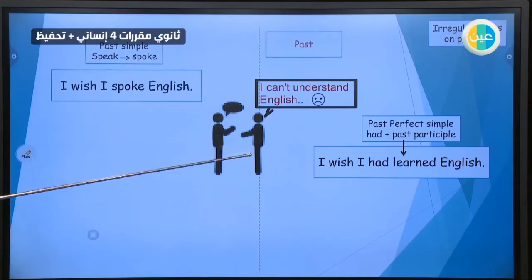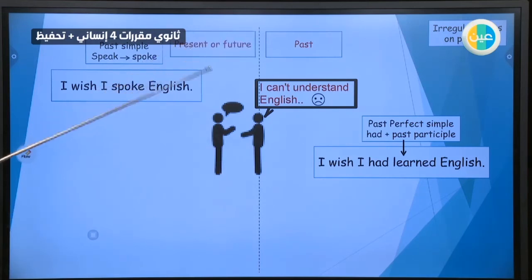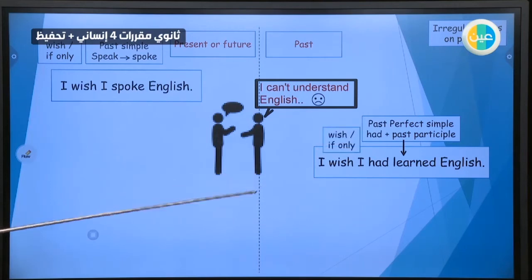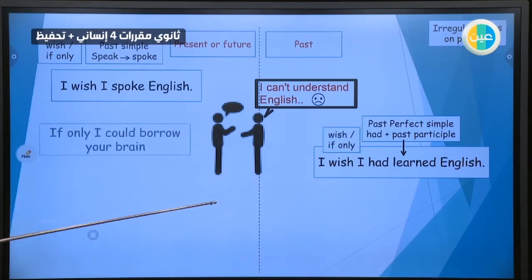Here we can use, I wish I had, in the past, and here we use it in the present or future. So with wish, we use this form in the present or future, and that one we use in the past. Wish or if only. I wish I spoke English. If only I spoke English. Here also we can. I wish I had learned English, or if only I had learned English.